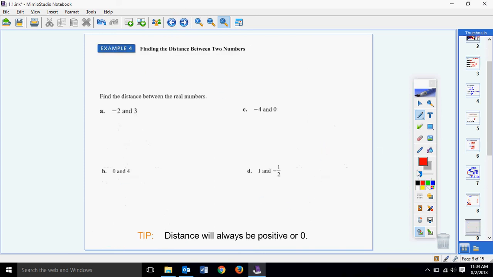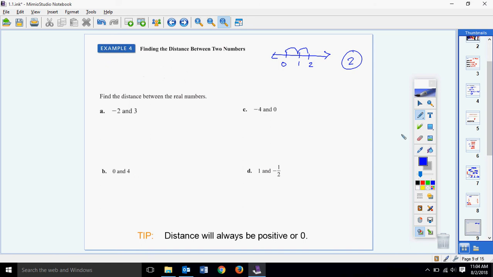Okay, finding the distance between two numbers is exactly what it sounds like. So if we're on a number line, and just for an easy example, what is the distance between 1 and 2? Well, it's 1 unit away. Now it gets more complicated when we have negative numbers or we have fractions.